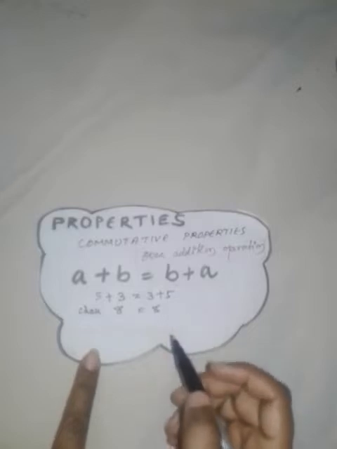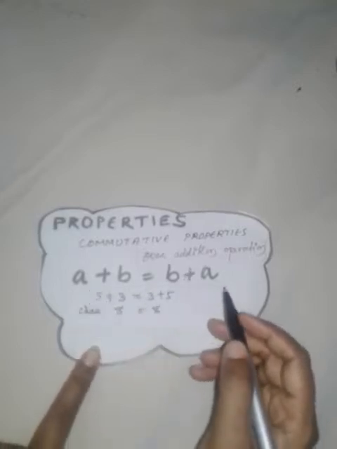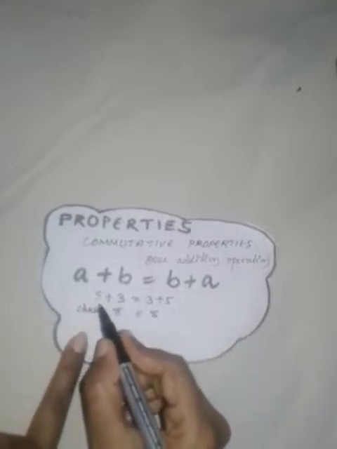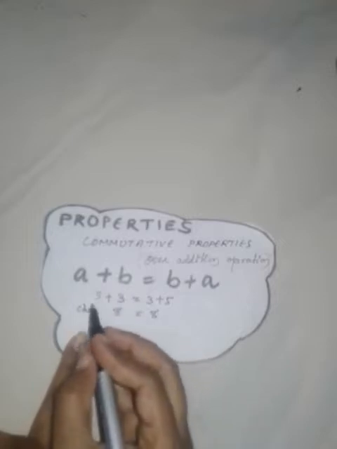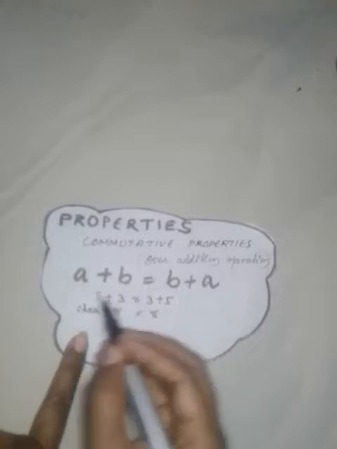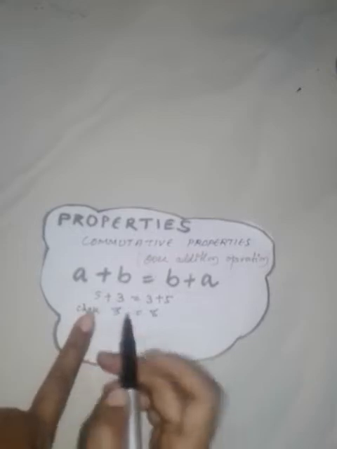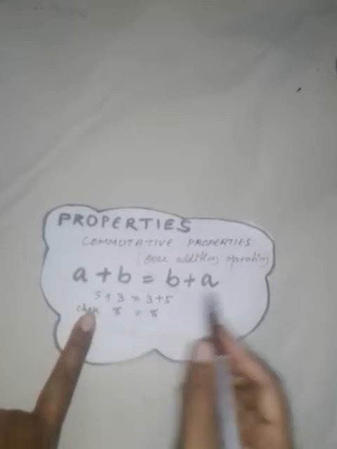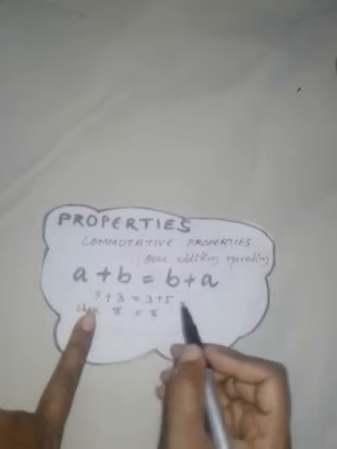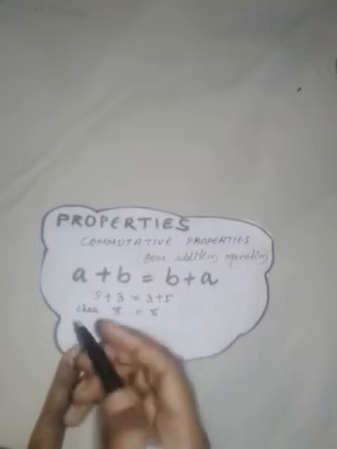The first property is the commutative property. What is it? A plus B is equal to B plus A. Let's take an example. Suppose 5 plus 3. We can write 5 instead of A and 3 instead of B. So A plus B is equal to B plus A. Let's check whether this statement is true or not. 5 plus 3 is 8, 3 plus 5 is also 8. You can take any positive as well as negative integer.